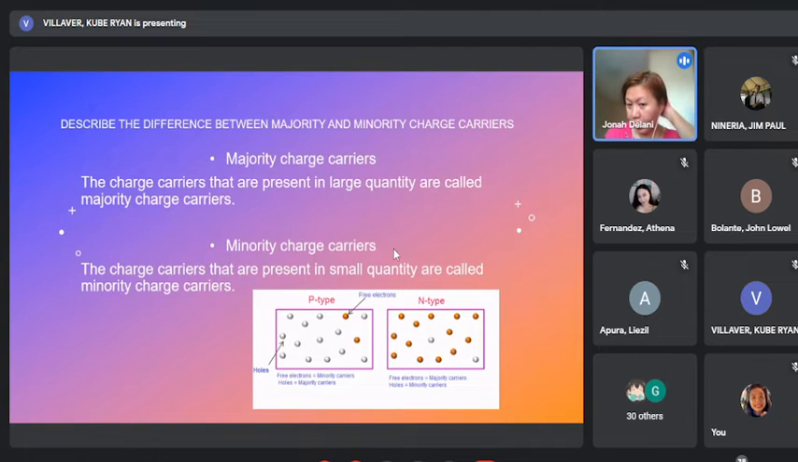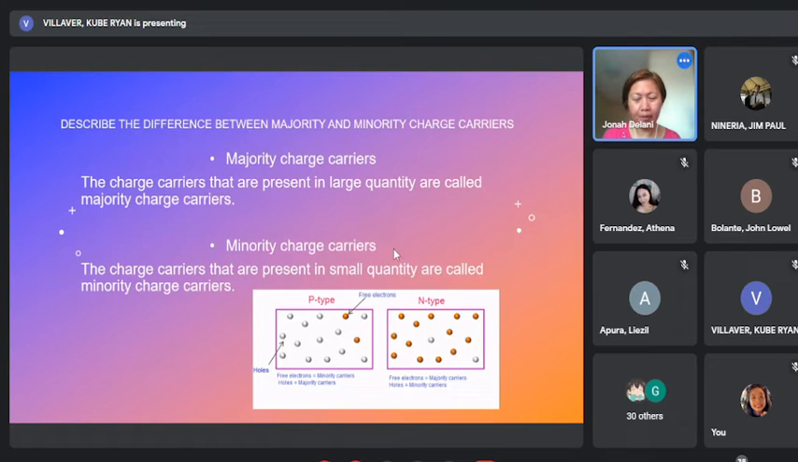Check, majority and minority. For a P-type material, for example, the majority carriers are the holes. Of course, there are some free electrons that wander around, but they are few. So they are the minority charge carriers.